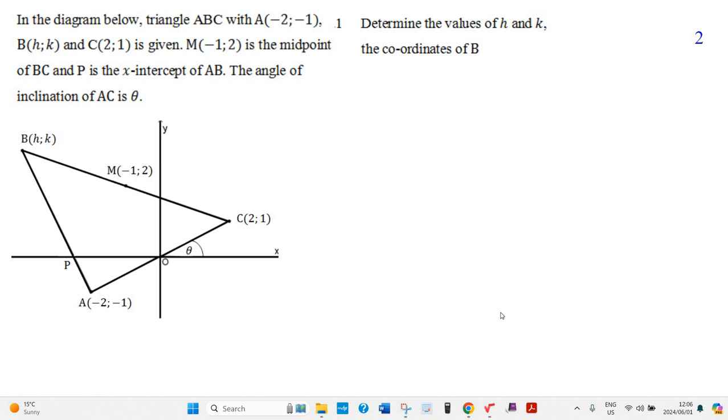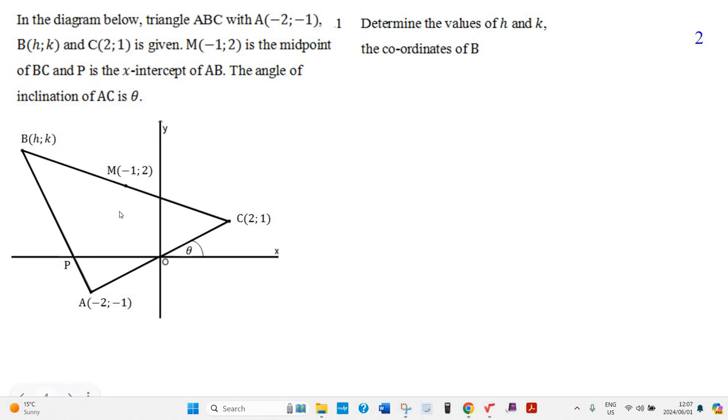Let's try this analytical geometry question number 2, and there we go. Well, they give us these 3 points, they make a triangle, they tell us that this point M is the midpoint of C and B. But they don't tell us what C and B is, they just say it's H and K. They tell us P is an x-intercept, this line cuts through 3, that means Y is 0 there, we've got one of the coordinates. They tell us this is the angle of inclination bending up here, and it looks like it's going through the origin.